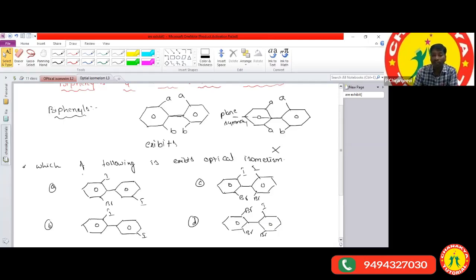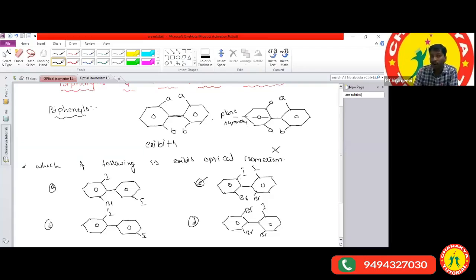According to that, first we can check the first structure. In the first phenyl group, iodine and bromine are attached at the ortho position. But in the second structure, iodine is attached at the meta position, so it is not possible. In this one also, iodine is attached at the meta position. And the third one, you can check: the benzene ring is attached with two different atoms at the ortho position. That's why only C exhibits it.